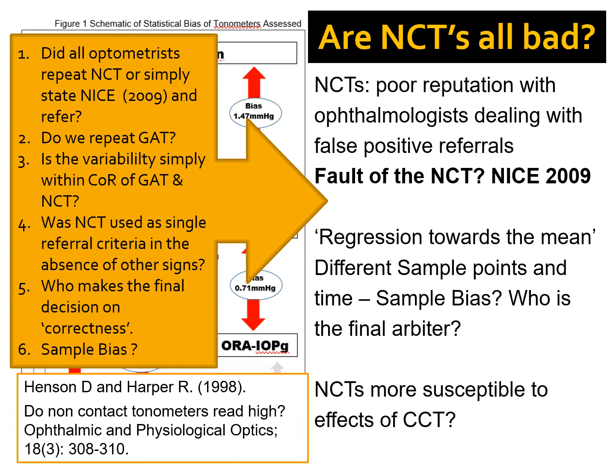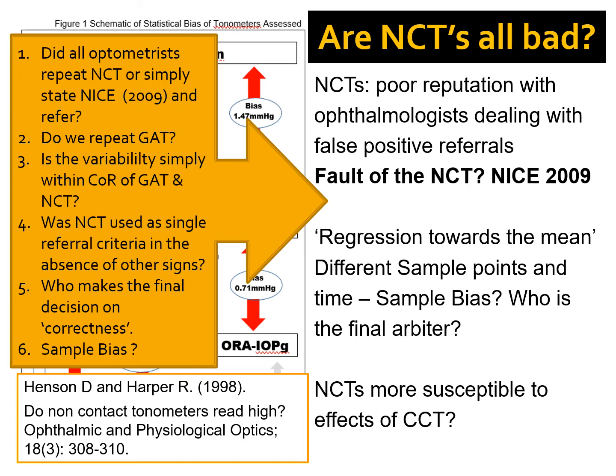Did the optometrist read it within a zone of variability, and by the time it hit the ophthalmology department, they recorded in a different zone of the variability of GAT and NCT? And certainly, was NCT used as a single referral criterion in the absence of other signs? As we'll see in the next lecture, NICE specifically say you must never refer based on one NCT reading. Well, they wouldn't have put that in if some optometrists weren't doing exactly that.